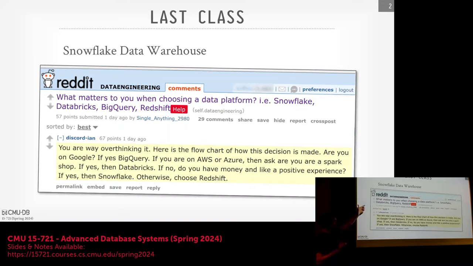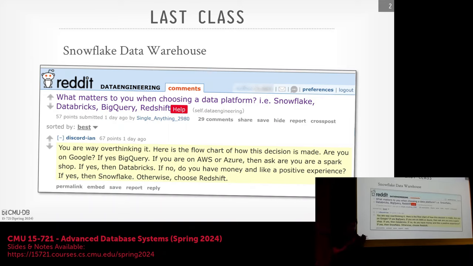So I highly recommend it. Somebody's asking, hey, how do I pick between Snowflake, Databricks, BigQuery, and Redshift? We haven't talked about Redshift yet. That'll be next week. And this dude basically says, don't worry about the nitty-gritty details. The way to really think about it is, first of all, what cloud are you already running on? If you're already running on GCP or Google, then just use BigQuery. If you're already running on AWS, you could probably just use Redshift. If you're already using Spark, use Databricks. And if you have a lot of money and are looking for a good time, then that's Snowflake.